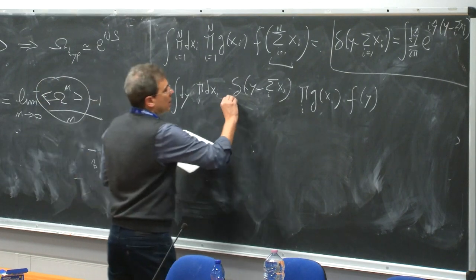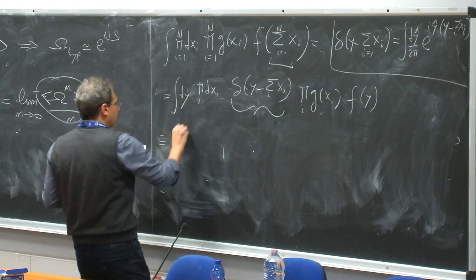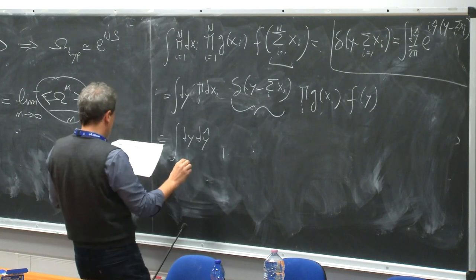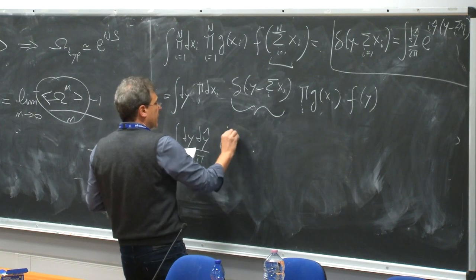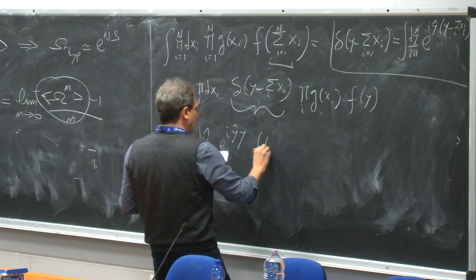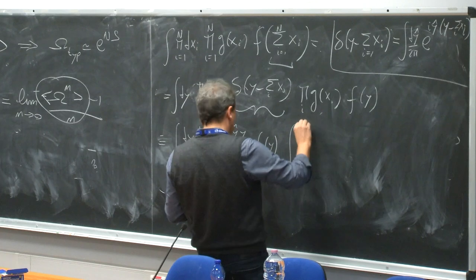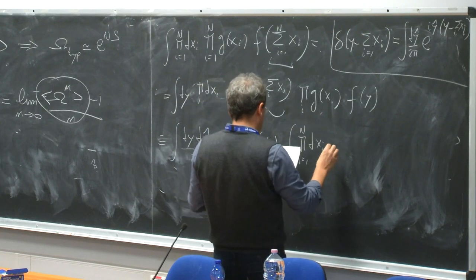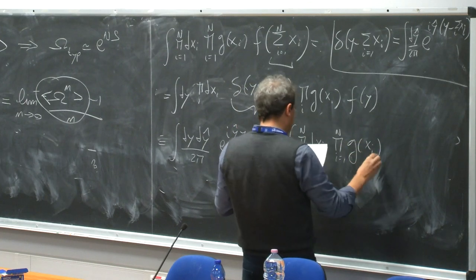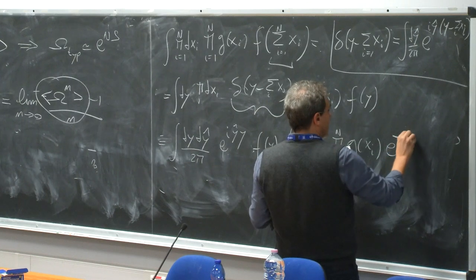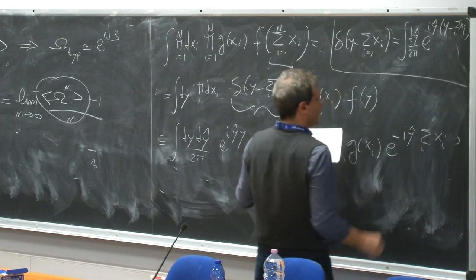Okay, now for this quantity here, we can use the integral representation. And what we get is the following: the integral of dy hat over 2 pi, e to the i y hat y, f of y, and then an integral over the product over i from 1 to n of dxi, and then a product over i from 1 to n of g of xi, e to the minus i y hat sum over i of xi. Okay?